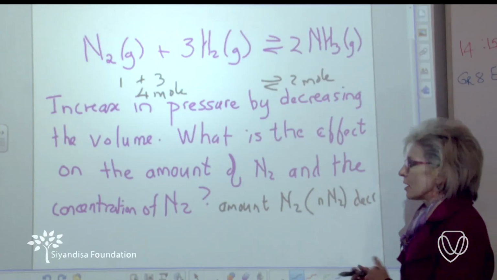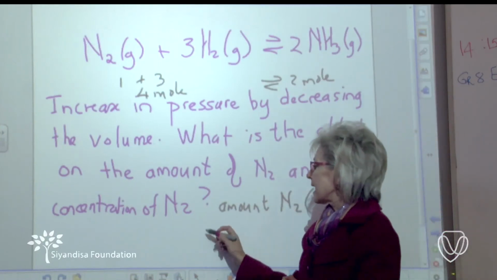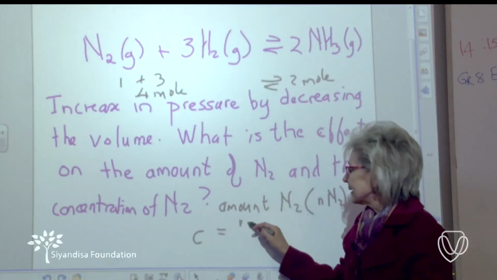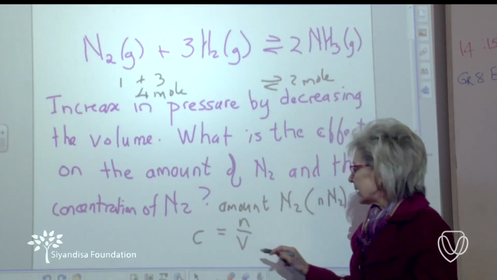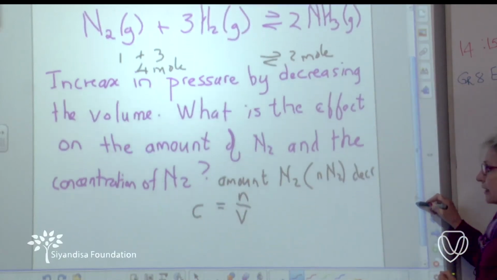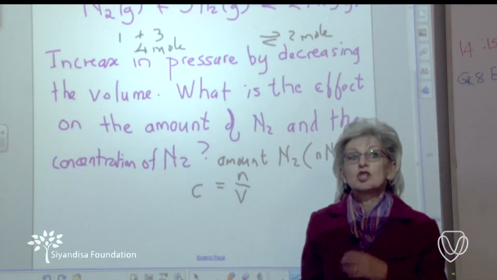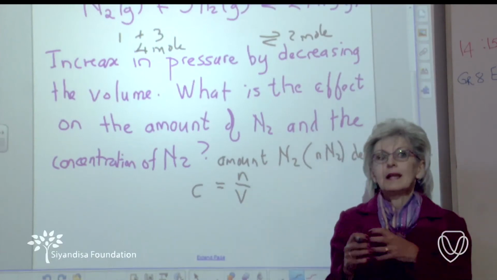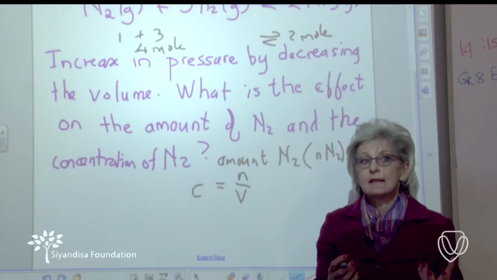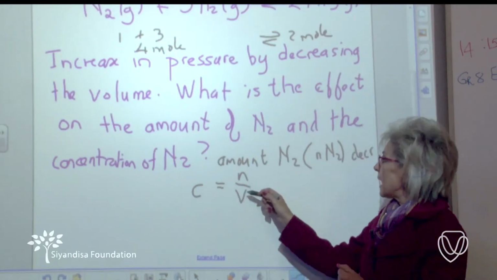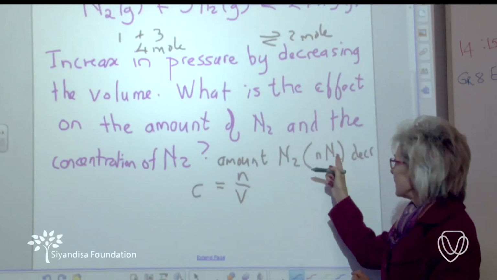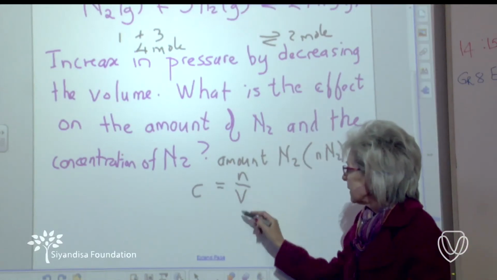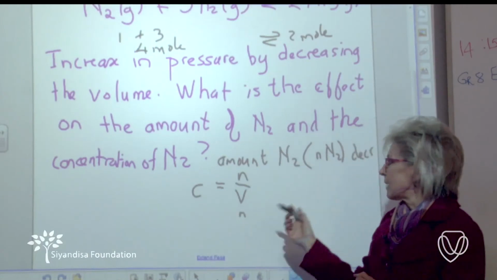Now, what happens to the concentration? So let's look at our formula for concentration. Concentration is n over V. Now, a simple way of actually figuring out what the change is, is to assume that the size of my letters represents amounts. So I am now changing the n. What happened to the nitrogen now? The amount decreased. So now I'm making n smaller because the amount is less.